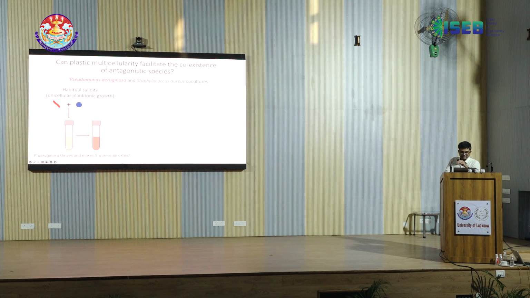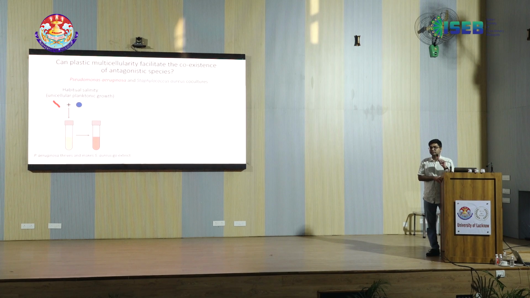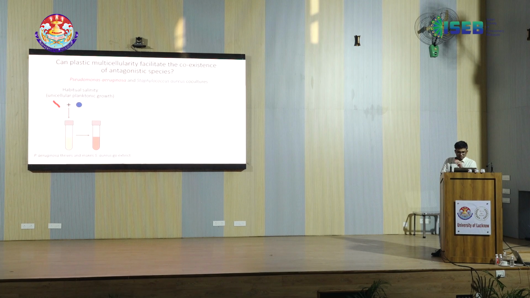It's a very common observation that when we co-culture them under habitual salinity, Pseudomonas drives S. aureus to extinction. There is a competitive exclusion. This is not just Stammel competition but also interference competition by injecting toxins and other diffusible molecules. So one bacterium kills the other.